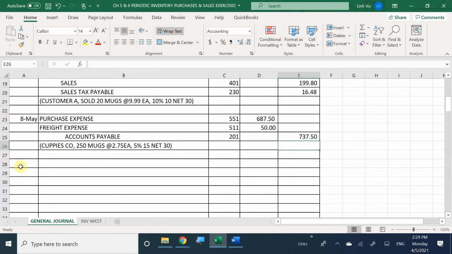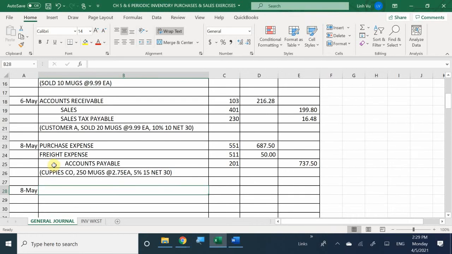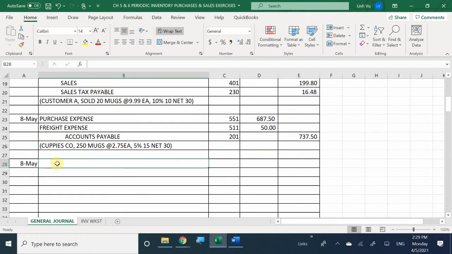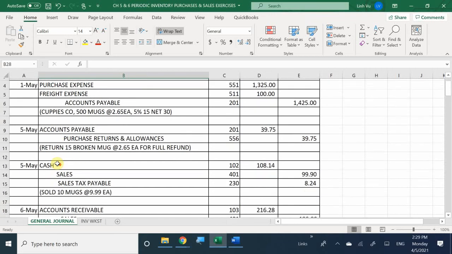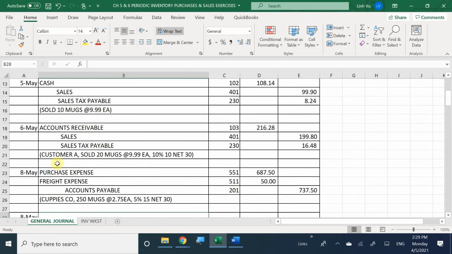Okay. So again, it is still May 8th. And because we attempted to return, okay, what is going to be our journal? How is that journal going to look like? Accounts payable, Accounts payable. And what else? Purchase returns and allowances. Yes. This is going to be the allowance part. It's not a full refund.